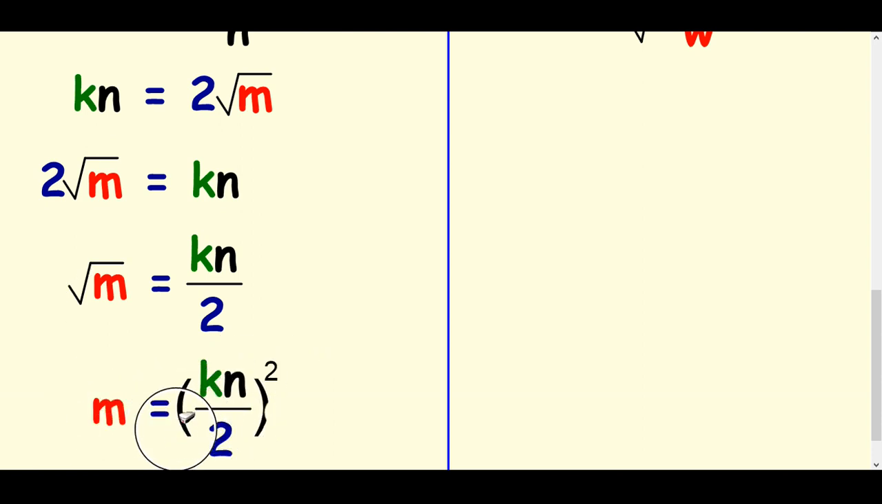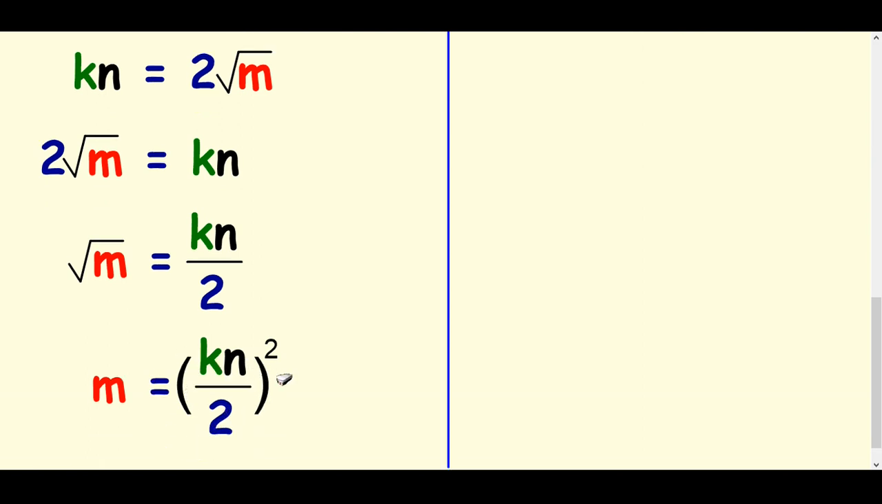Now again, you could leave it like that there. Make sure you put it in a bracket. But it's nicer to actually times it out. Now the bottom's easy. That's going to be 4, 2 times 2. The top, the square applies to both things. So we've got k squared, n squared there. So be careful with that if you get two things squared.